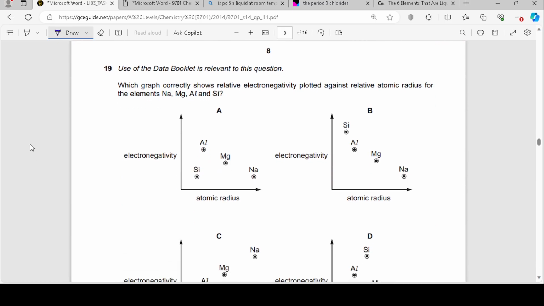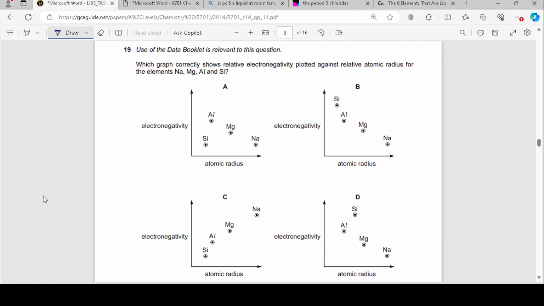Use of the data booklet is relevant to this question. Which graph correctly shows relative electronegativity plotted against relative atomic radius for the elements Na, Mg, Al, and Si? So it's period 3, right? So I'll just write down sodium, magnesium, aluminium, silicon, phosphorus, sulfur, chlorine, argon.